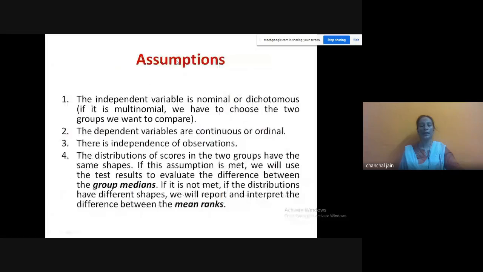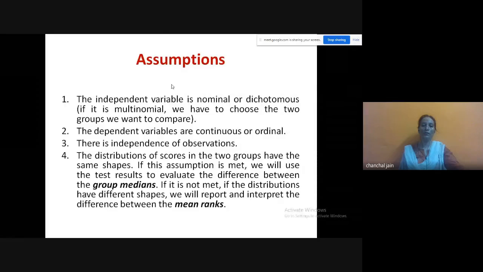Firstly, we will see the assumptions of the Mann-Whitney test. The first assumption is that the independent variable is nominal or dichotomous, meaning it should be measured on a nominal or dichotomous scale. Second, the dependent variable can be on a continuous scale or on an ordinal scale. Third, there is independence of observations, meaning both the groups you are taking for the independent variable should be independent of each other.